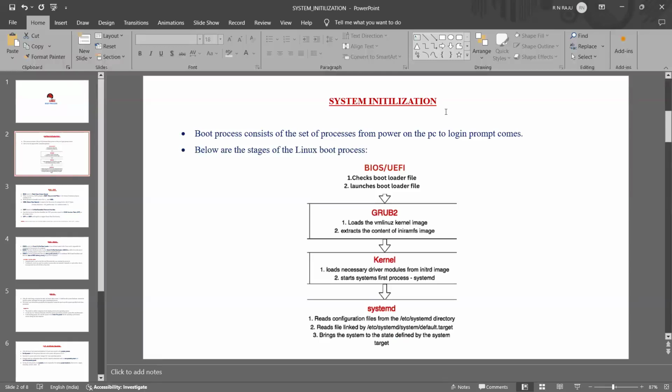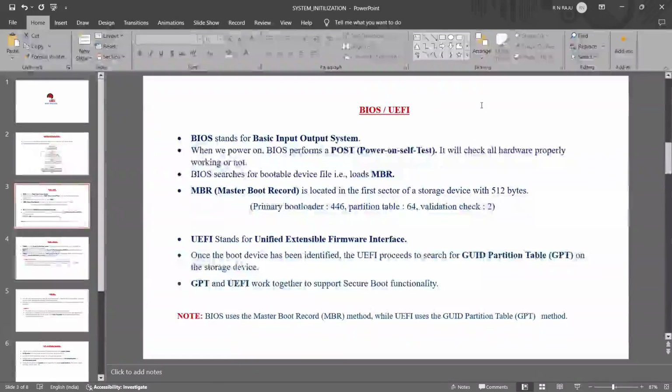This is the definition of system initialization, which is nothing but the system boot process, the Linux boot process. Below are the stages of the Linux boot process. The first one is BIOS or UEFI, the second is GRUB2 or GRUB, the third is the kernel, and the fourth is init or systemd. I will explain each stage very clearly, what happens exactly in the Linux boot process. The first one is the BIOS stage or UEFI stage.